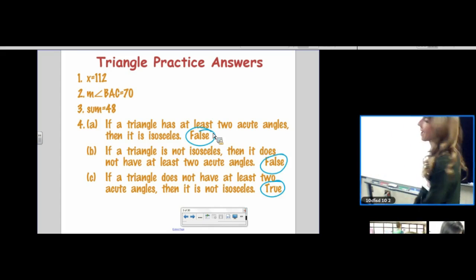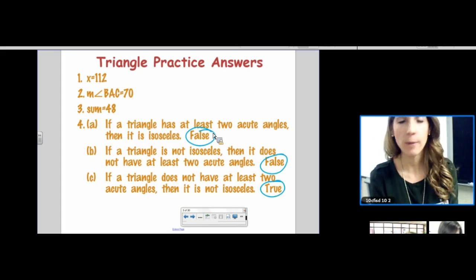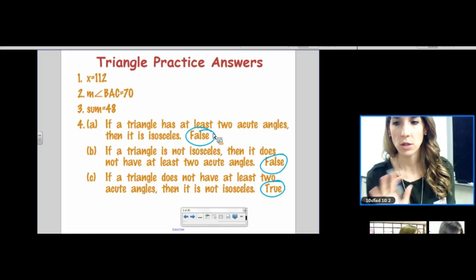Does your answer have to be word for word what's on here? No. There's a few things you could have switched around, but the truth value, you should be getting all the truth values right.